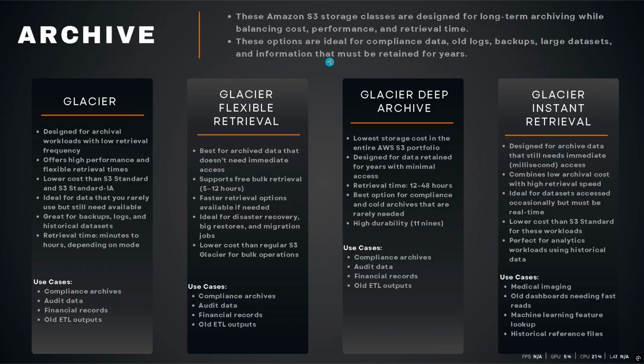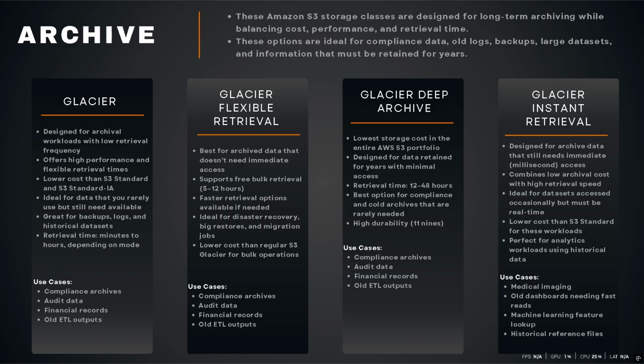It's for long-term archiving. These options are ideal for compliance data and old logs. We have Glacier, and there are three types of Glacier: Glacier Flexible Retrieval, Deep Archive, and Instant Retrieval. They are designed for archival workloads with low retrieval frequency, and offer high performance and flexible retrieval times at lower cost than S3 Standard and any other S3 class. Ideal for data that you rarely use but still need available.